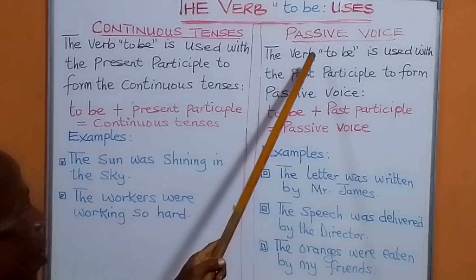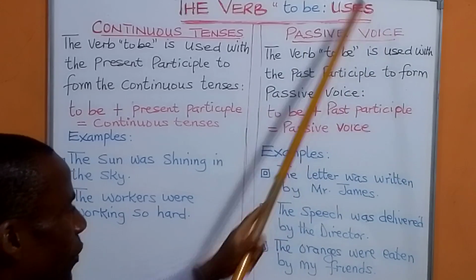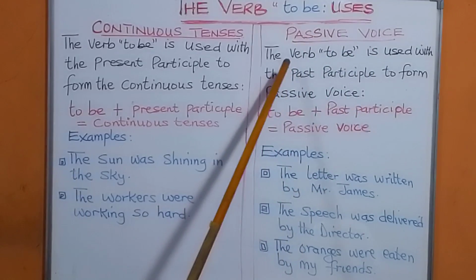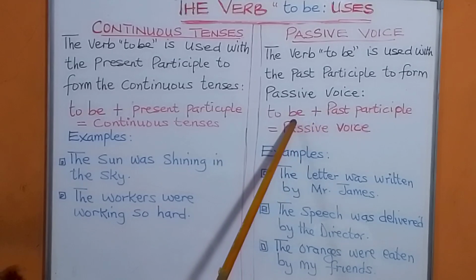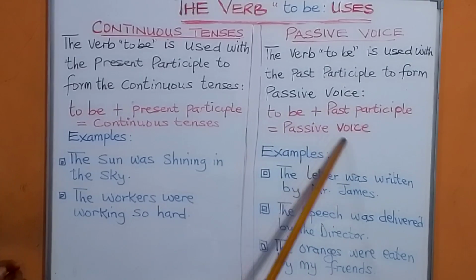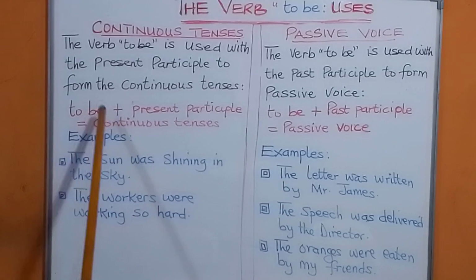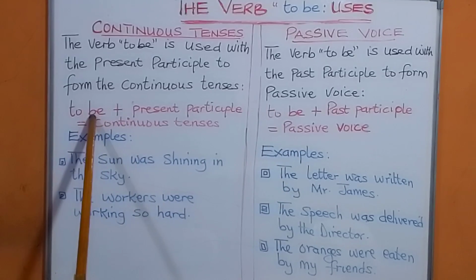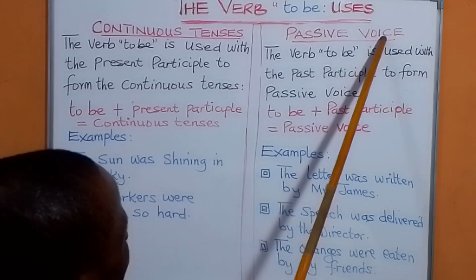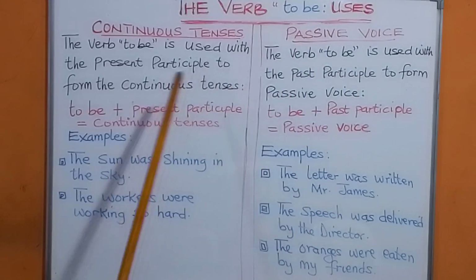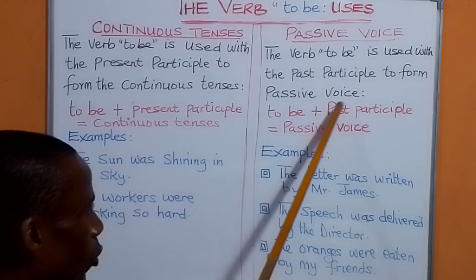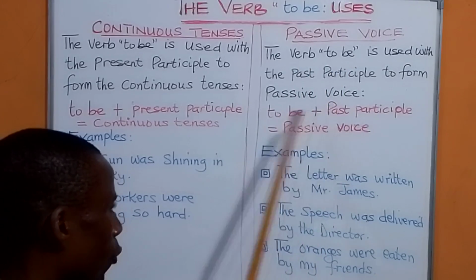How can we form passive voice? We form passive voice by using to be plus the past participle. Here, continuous tenses are the verb to be plus the present participle. But if we want to form passive voice, to be plus past participle will give you passive voice.